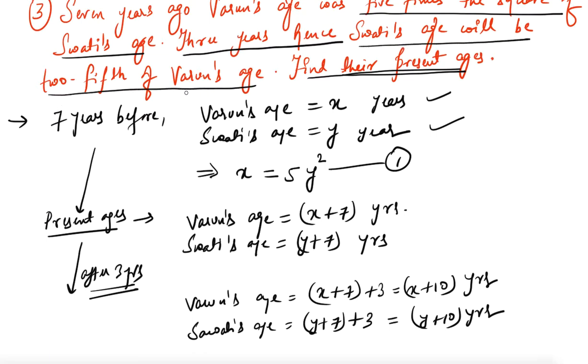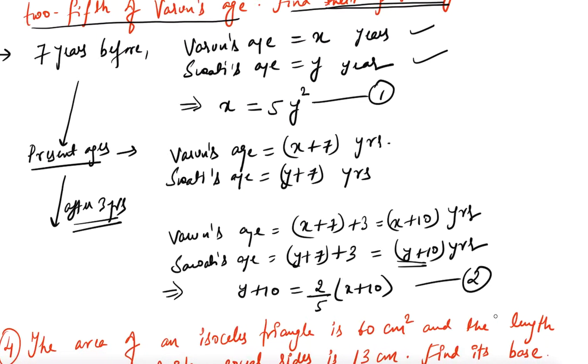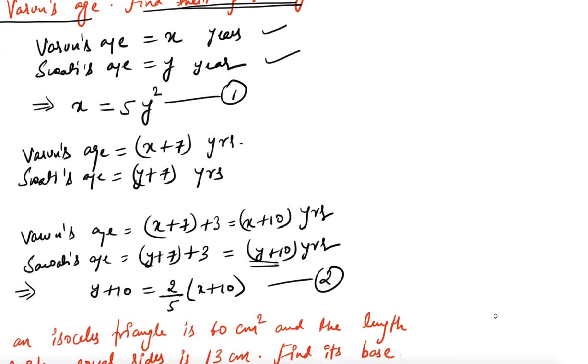Swati's age will be 2/5 of Varun's age, that is I can write Swati's age, Y plus 10, is 2 by 5th of Varun's age, and Varun's age is X plus 10. So this is my second relation. Now I'll use my first and second relation to get the values. Now see, what do I have now? From here I can say that X equals 5y square.